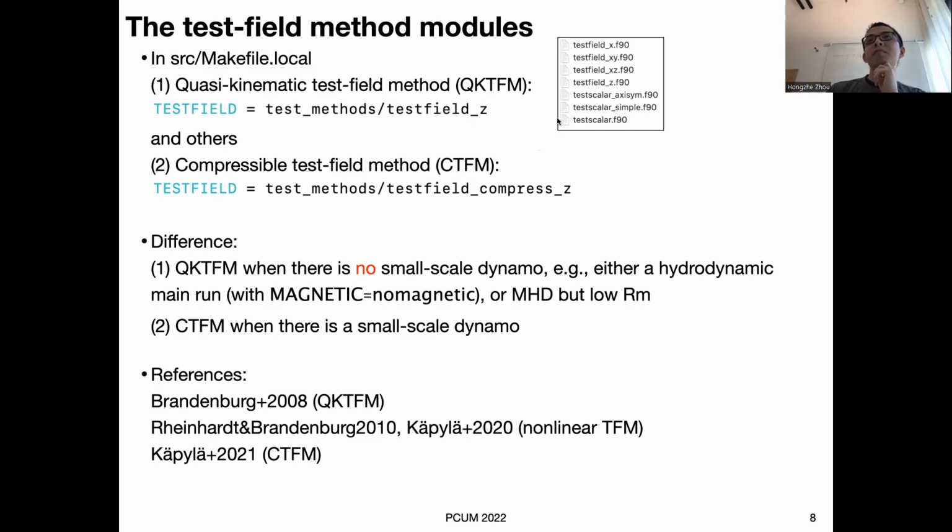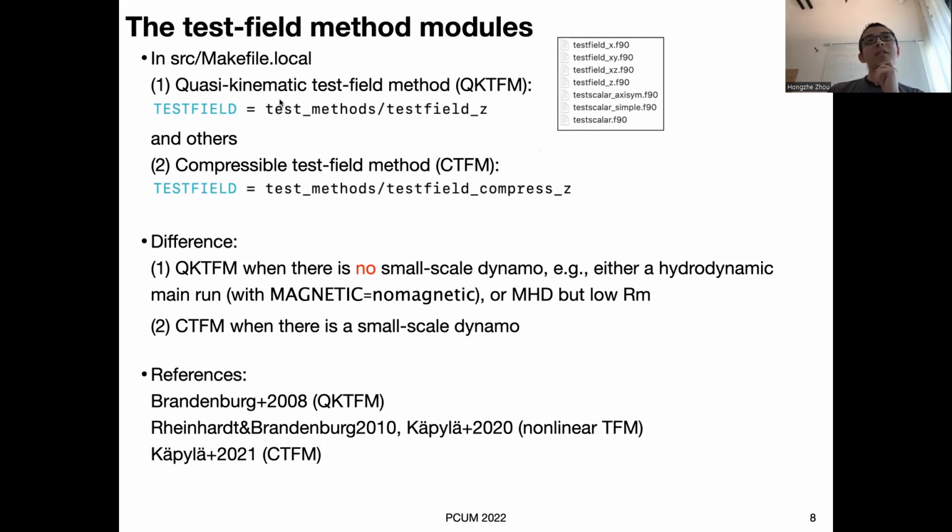So we have a bunch of possibilities here. We have not only test field methods, which is for dynamo theories. We also have test scalar fields. Like if you want to study turbulent diffusion of a scalar field, they are also possible there. Basically, you have 2 choices for the test field method.